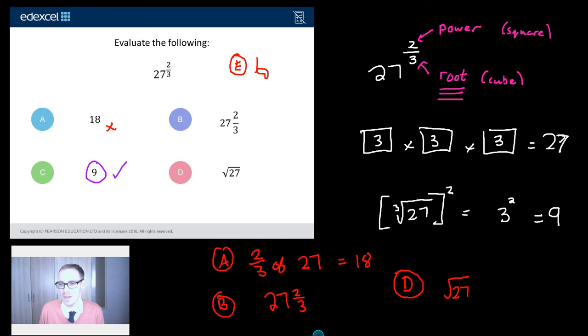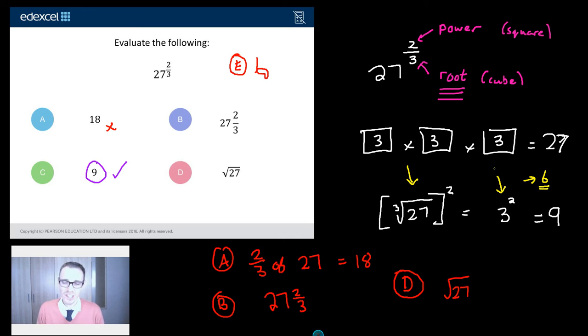And honestly, how mad would you beat yourself here? You do all this lovely work. You get the cube root of 27 to be 3. You get to this stage and then you say 3 times 2 is 6. You don't realise it's 3 squared. It happens all the time. Don't let it happen to you.